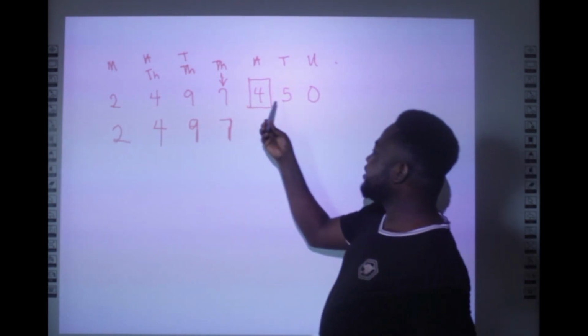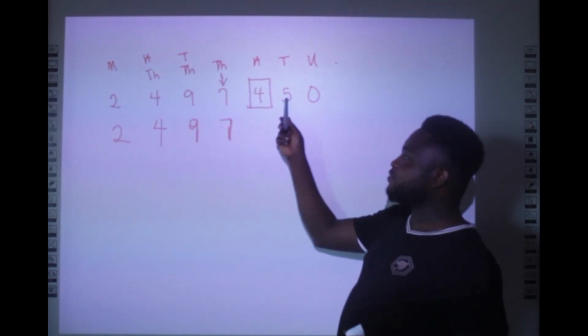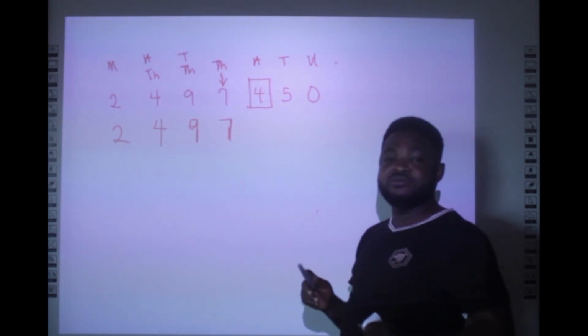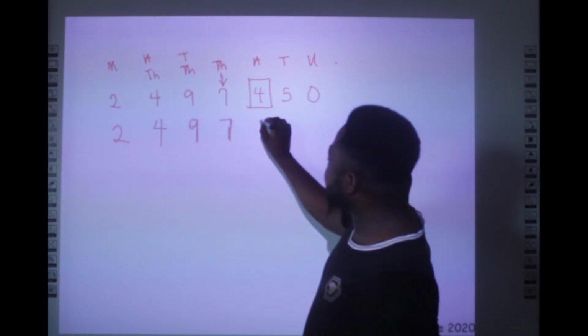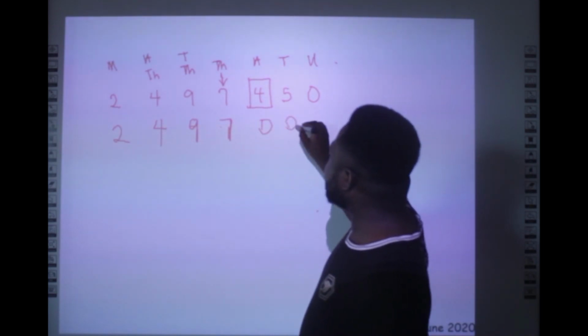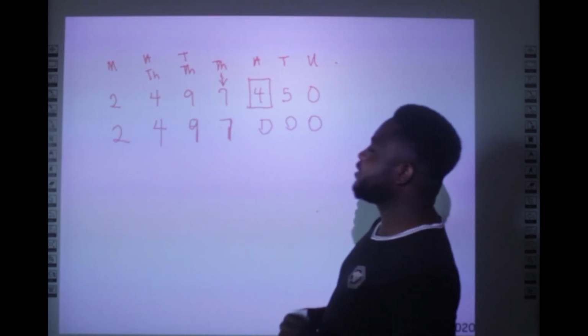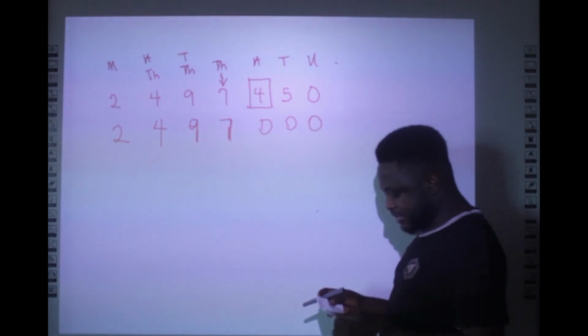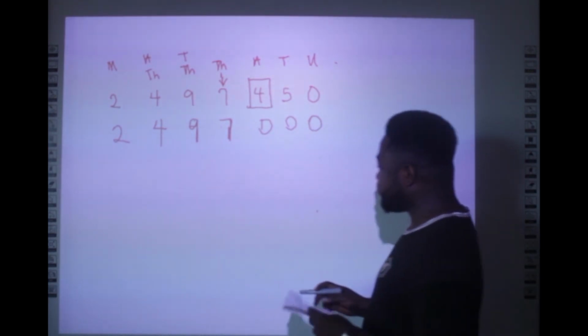Now we have how many digits to the right of that digit? We have 1, 2, 3. All those 3 digits will turn to 0. So this will give us 0, 0, 0. Okay? That's that. Now let's look at further examples.